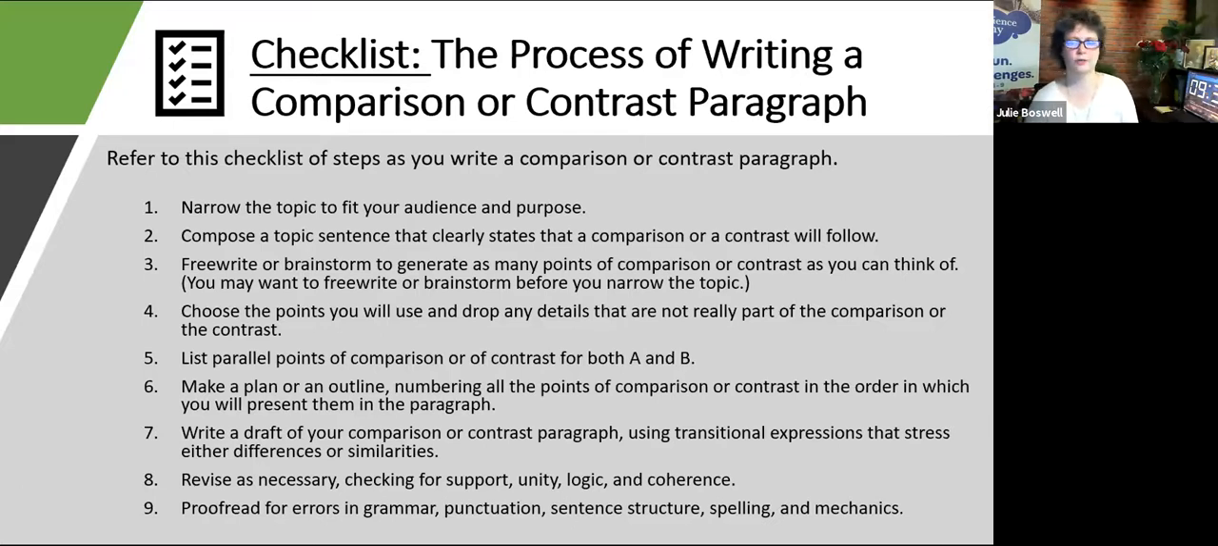Oh, that's a nice technique where you number them so you've got your notes and you just go 1, 1, 2, 2. Then write a draft of your comparison contrast paragraph using the transitional expressions that were listed or others that you come up with to emphasize or make clear the differences or the similarities. Then revise as necessary, checking for support, unity, logic, and coherence. And then, of course, proofread for errors in grammar, punctuation, sentence structure, spelling, and mechanics. Questions? It's very thorough, very writerly. Wow, cool. Questions?